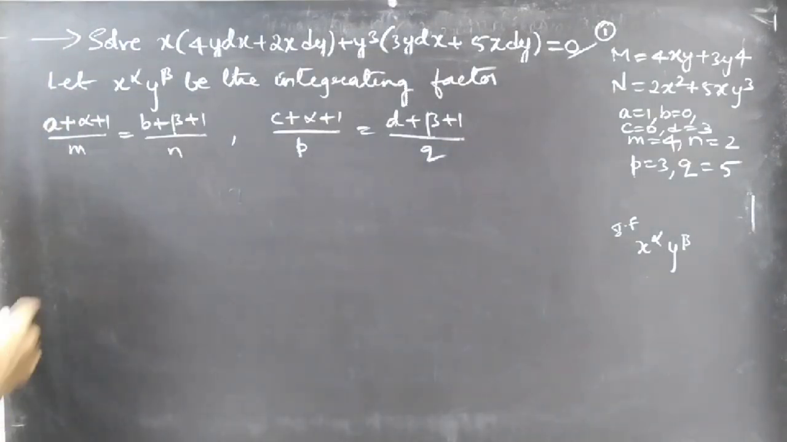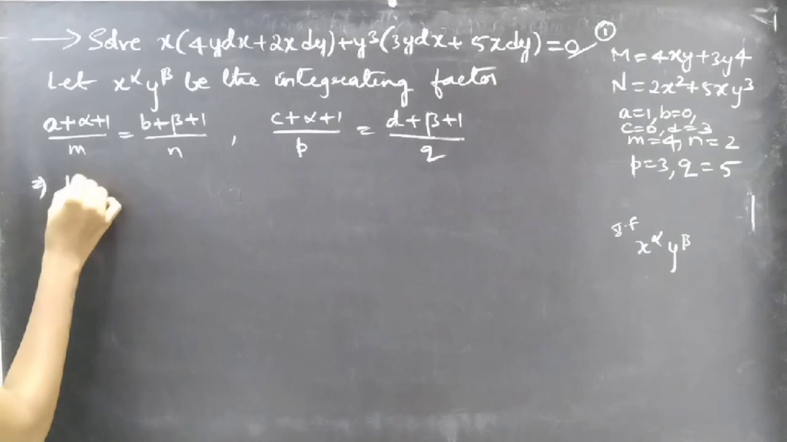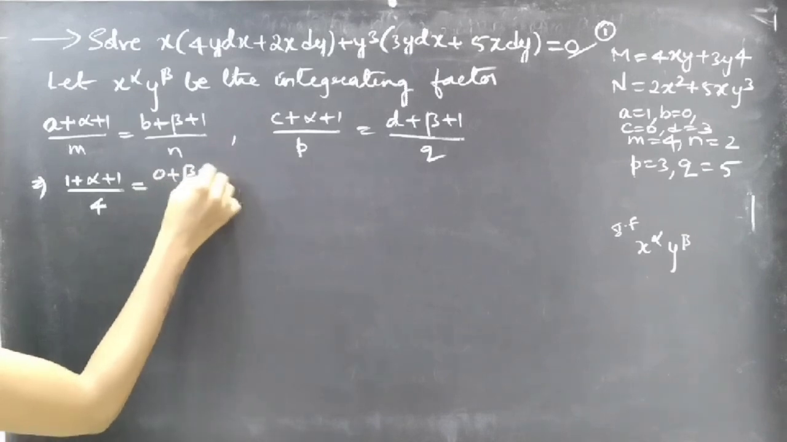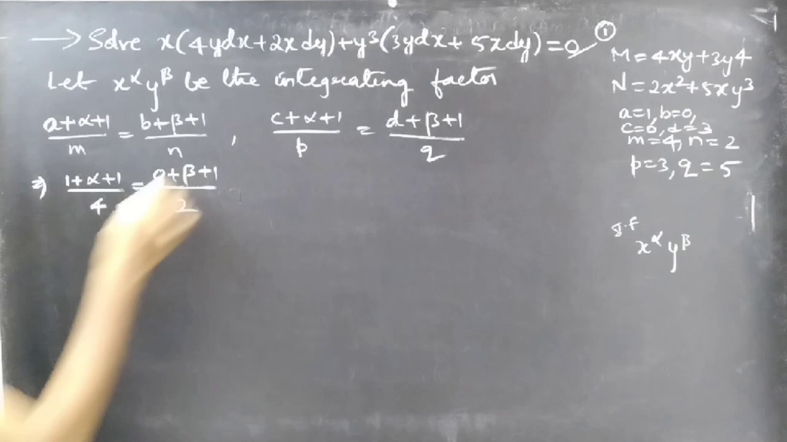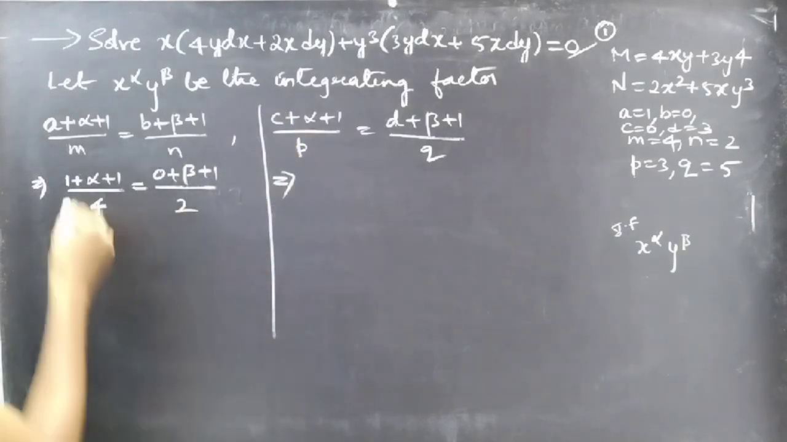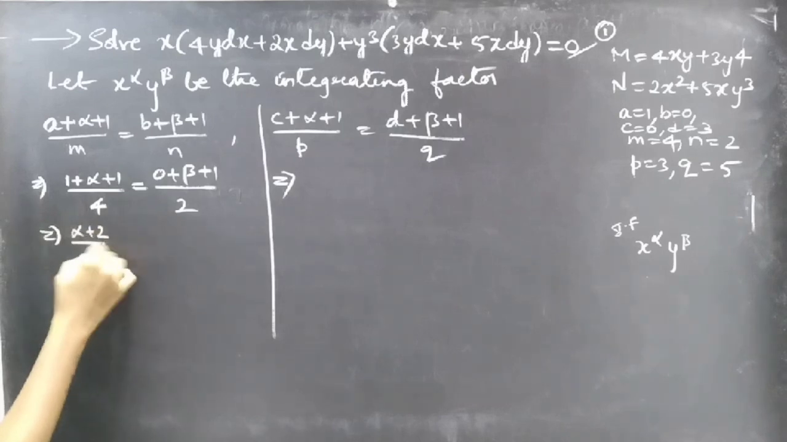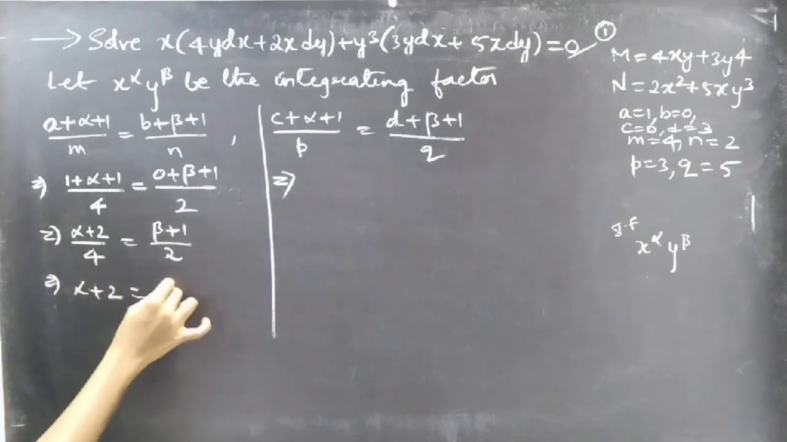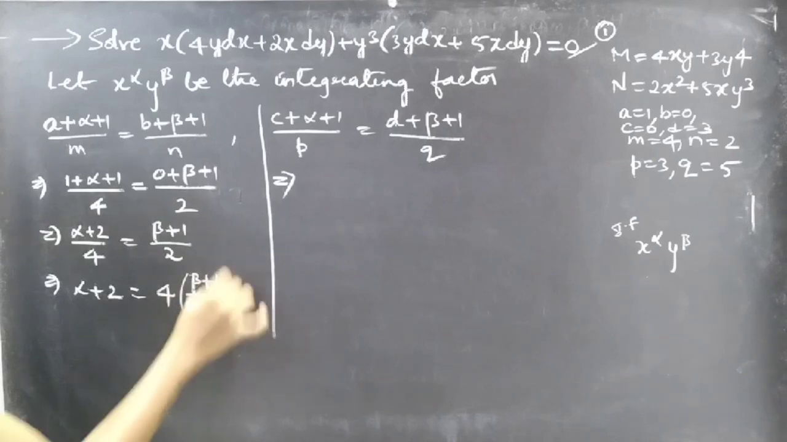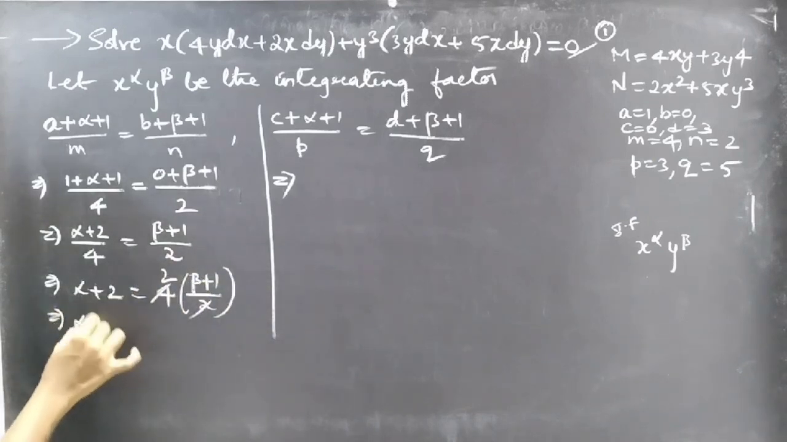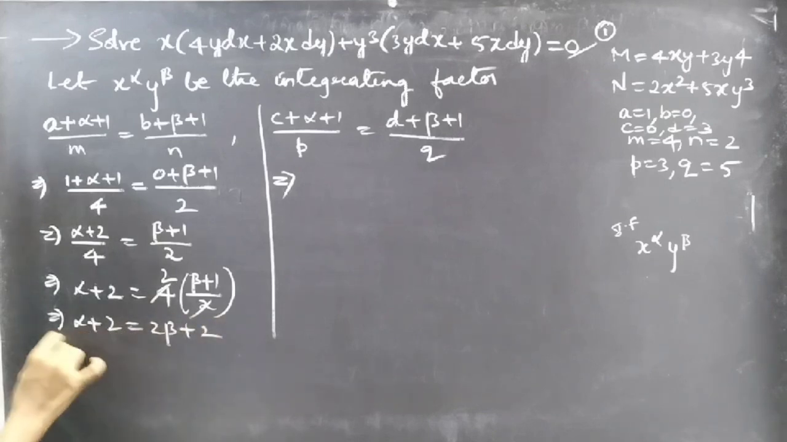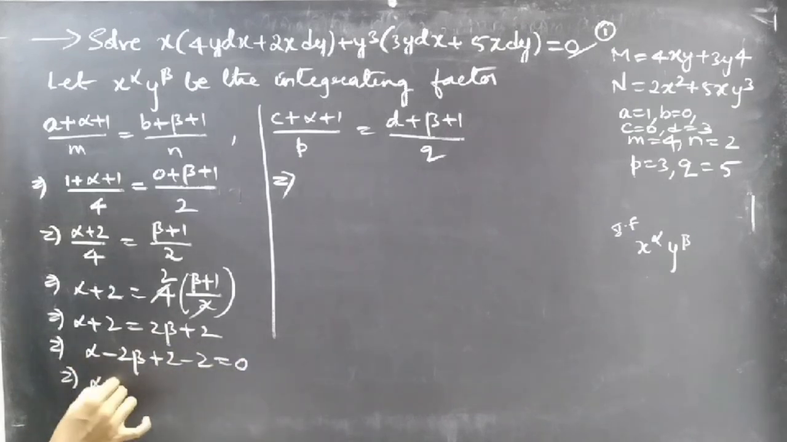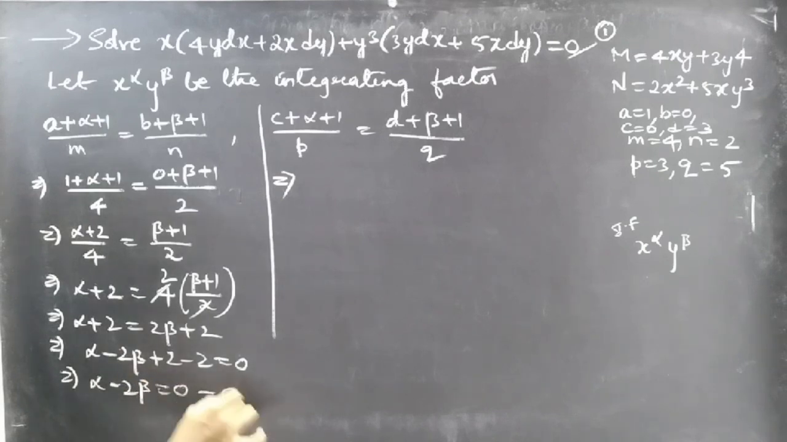Now substitute the values. We'll get (a1 + α + 1)/m4 = (b0 + β + 1)/n2. This gives us (α + 2)/4 = (β + 1)/2, or α + 2 = 4(β + 1)/2. You'll get α + 2 = 2β + 2, or we can write this as α − 2β + 2 − 2 = 0, which gives us α − 2β = 0. Consider this as equation A.